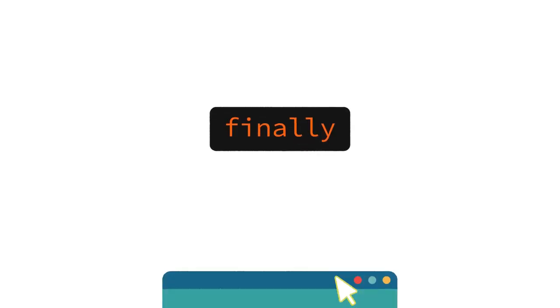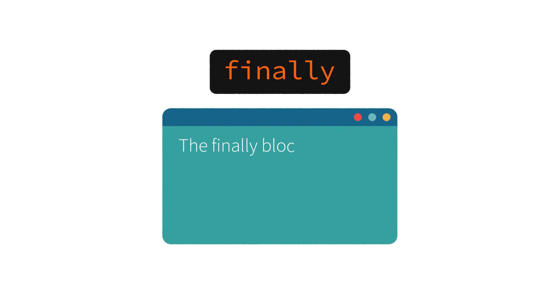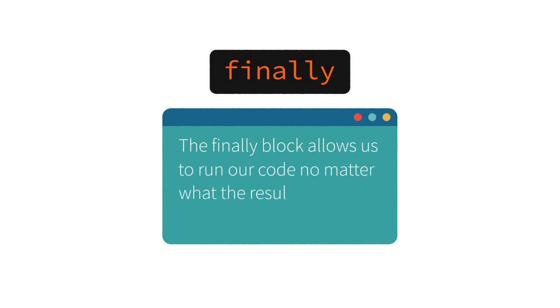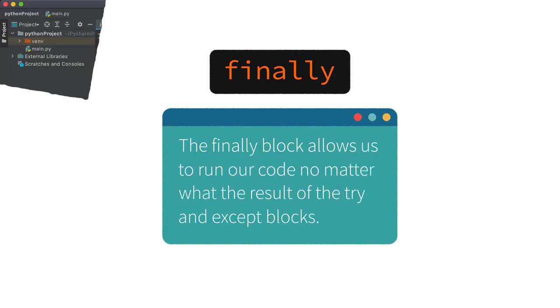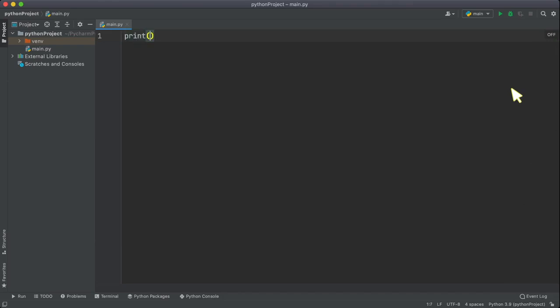Finally, we have the finally block. This allows us to run our code no matter what the result of the try and except block is. This code results in a name error. That's because random variable is not defined. Let's use the try and except block.